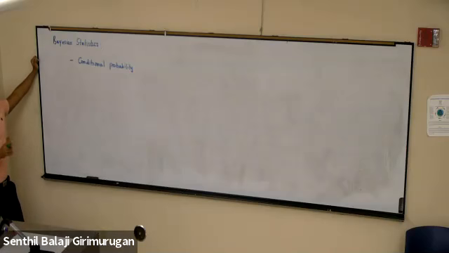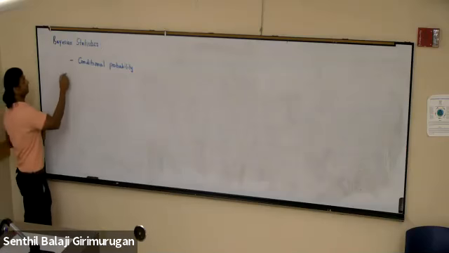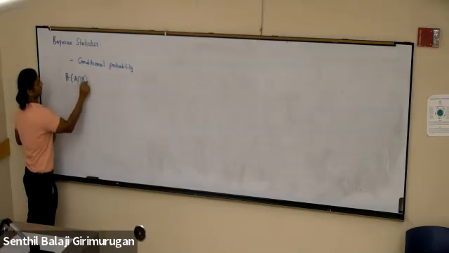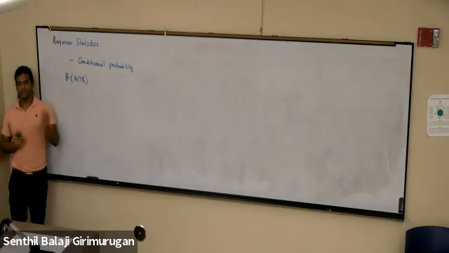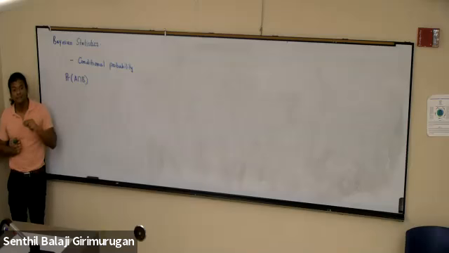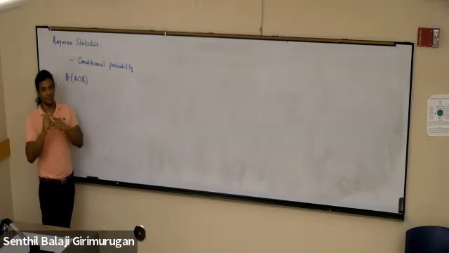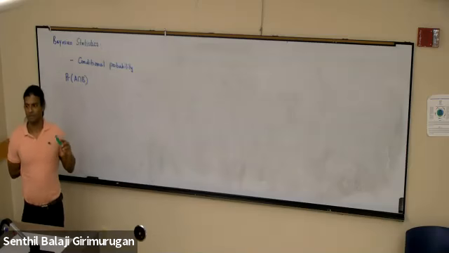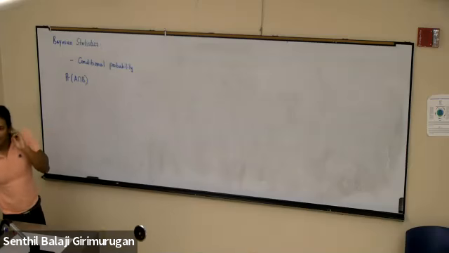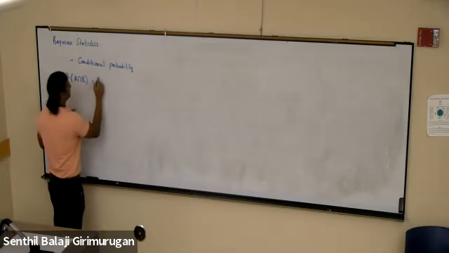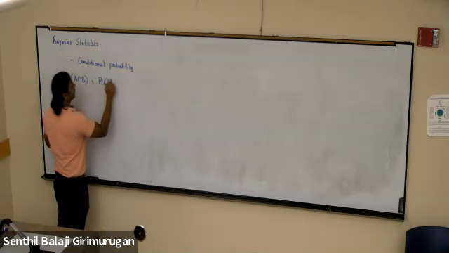So we all know that. What is that equal to? And when we do that, what happens? Multiply the probability of A by the probability of B.